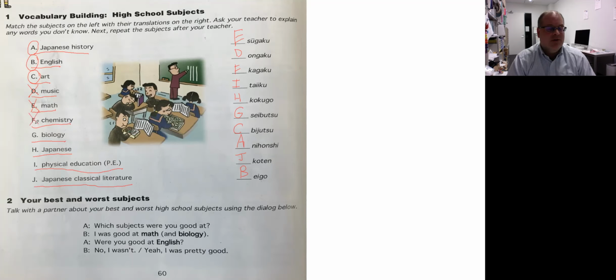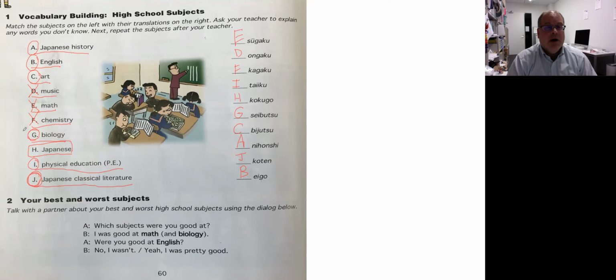I had chemistry. I was very bad at chemistry. I like chemistry, but I'm bad at it. Biology, I was okay. I was so-so at biology. I didn't have Japanese in high school or college. I had Spanish, and I was so-so at it. Physical education, PE, I had it. I was good at it. American classical literature, I was good at it. I liked it. Actually, it wasn't American literature, it was English literature. So I had Shakespeare, who, of course, is from England.